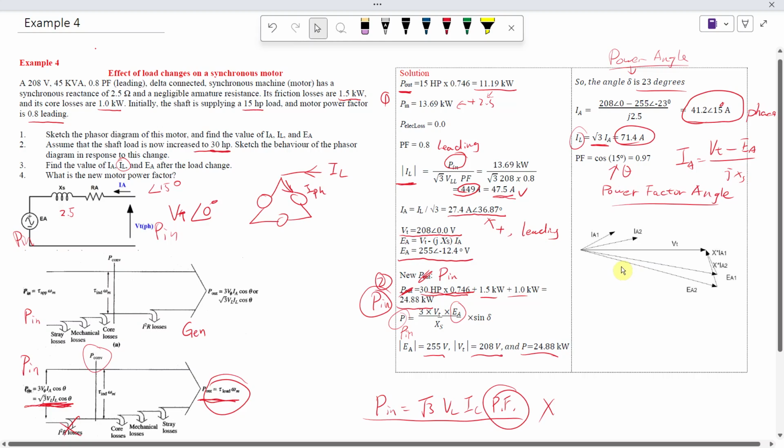This is what happens when you change the load on your synchronous motor. You can see EA1 and EA2, with or without the load change, are constant. They're on the same circle because your field current doesn't change. You connect it to the same VT, so that will be the same. So the difference is the current. The current phase and magnitude will change for different loads.